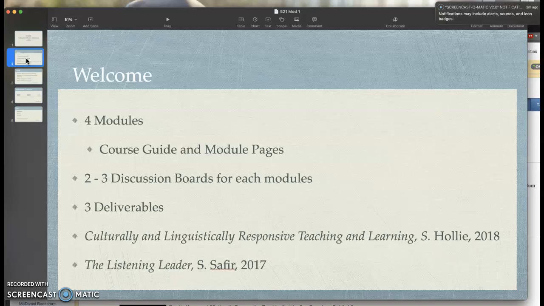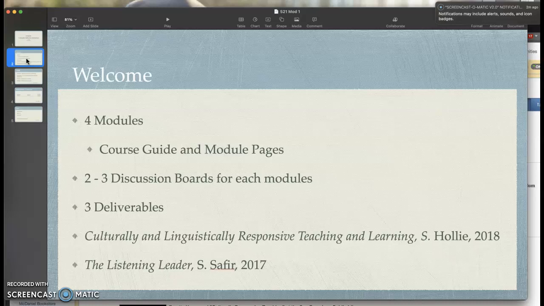Within each module, there's also 2 to 3 discussion boards. Remember that your guidance is to respond to each one initially early in the module, and then try to respond to each thread 2 or 3 more times. So you should be responding to each thread 3 times for a total of 6 to 9 posts in each of the discussion boards. There are 3 deliverables or assignments for this course.